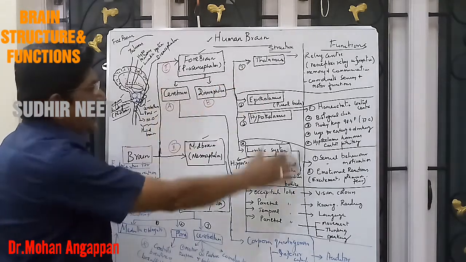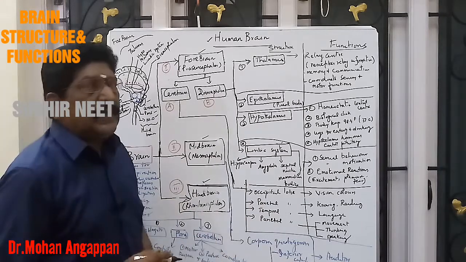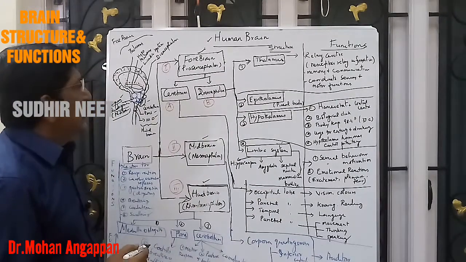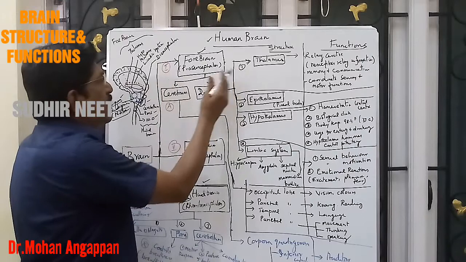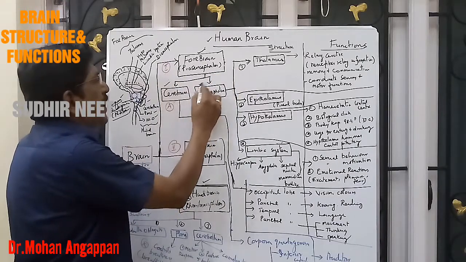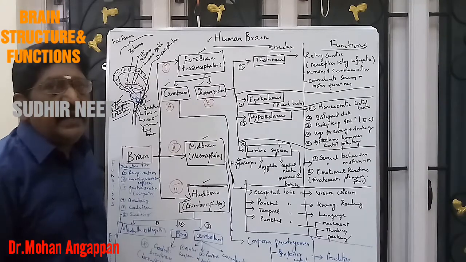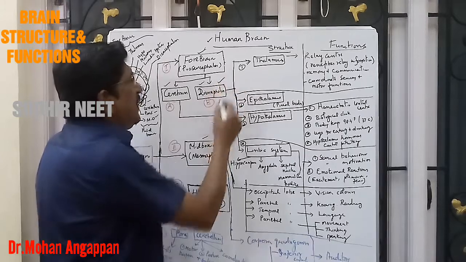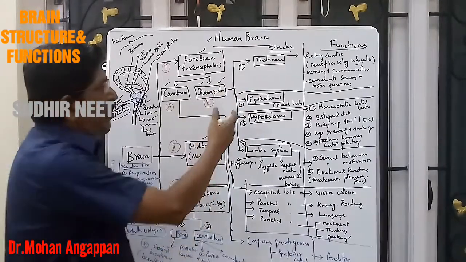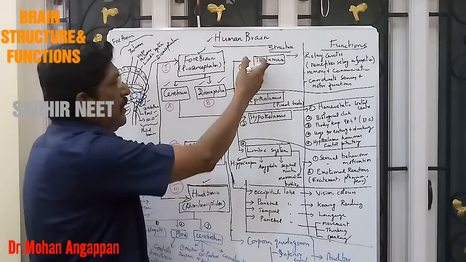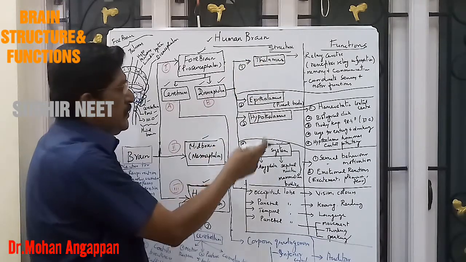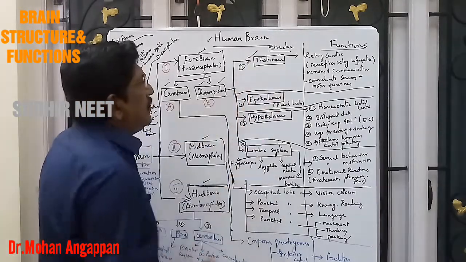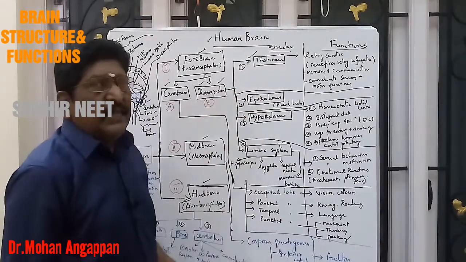Now let us take up the functions of each one. First, the forebrain or prosencephalon. It can be majorly divided into cerebrum and diencephalon. Let us take up the diencephalon first. The diencephalon consists of four parts: thalamus, hypothalamus, epithalamus, and the limbic system. First, the thalamus. What is the function of the thalamus?